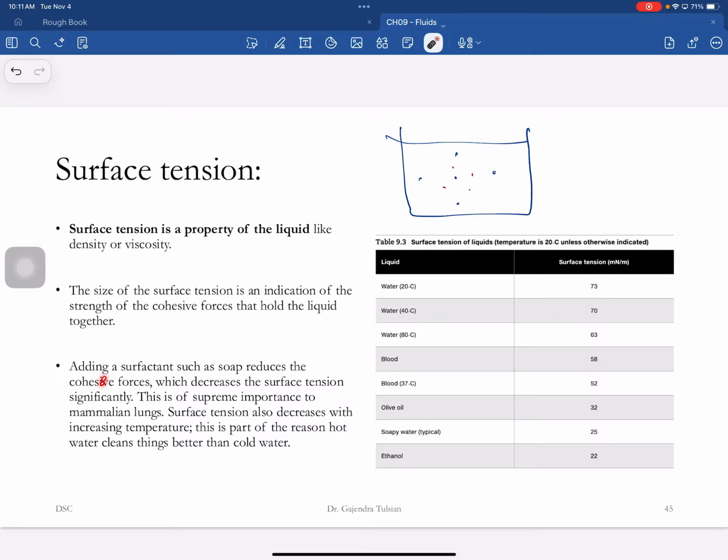Adding a surfactant such as soap reduces cohesive forces, which decreases the surface tension significantly. So this is of supreme importance in mammalian lungs. Surface tension also decreases with increasing temperature. This is part of the reason why hot water cleans things better than cold water.